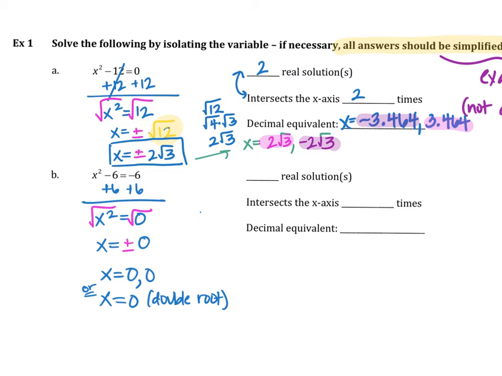Either one of these answers is correct. It's still a solution. So what does this mean? It means I have one real solution because it's a double root, meaning it intersects the x-axis one time. My decimal equivalent, we don't really have to do that because it's 0 and 0. Now I'm going to go to Desmos and type in y equals x squared just for us to see the graph.